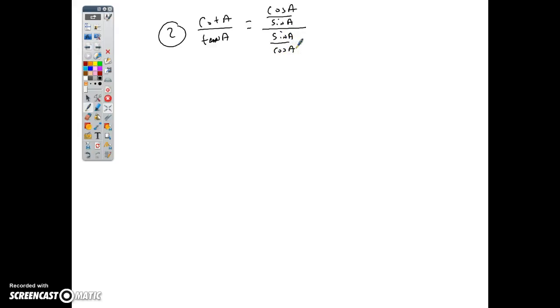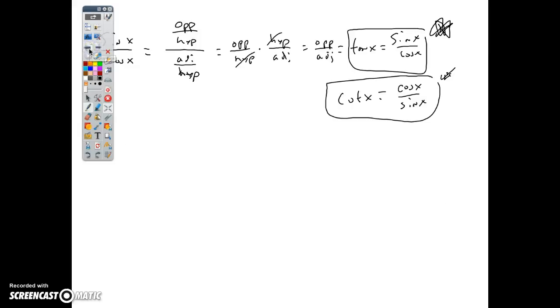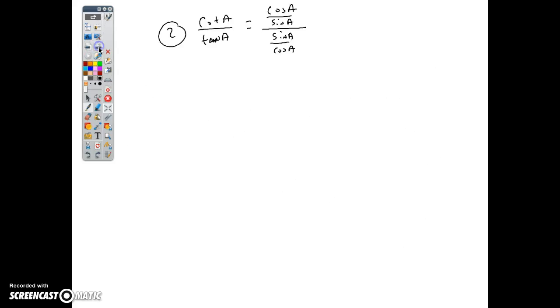Remember I told you back a little bit? I said if tangent is sine x over cosine x, then cotangent is going to be the flip, right? And I said it's handy to memorize that, or at least memorize it's the flip of tangent, which you have to memorize anyways.